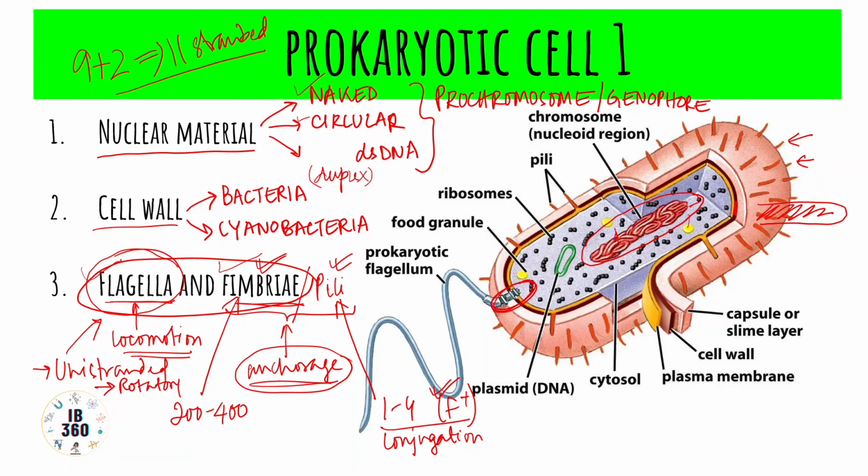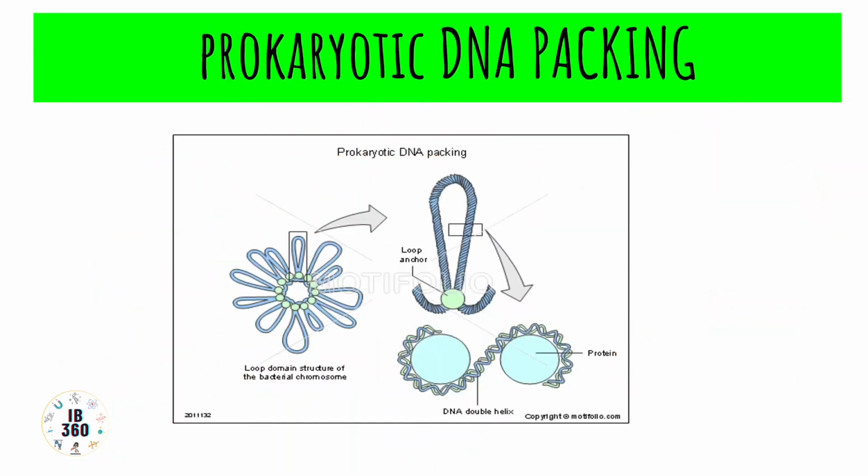Later on we will study the basal body, hook and the flagellin proteins in much more detail, but for now you should remember that they show rotatory motion, unlike eukaryotic flagella which show a whiplash sort of to-and-fro motion, and they're unistranded. So these are the first three important characters of a typical prokaryotic cell. And now let's see what comes next.